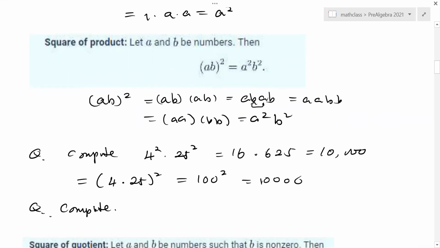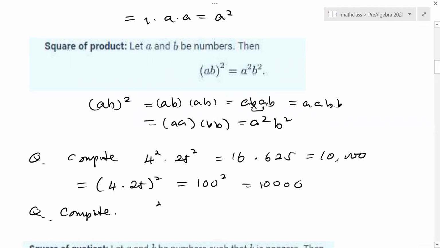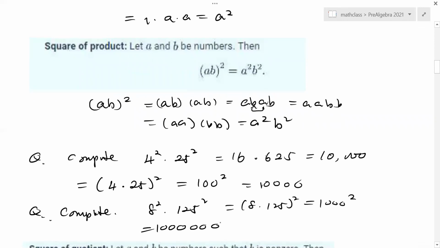Let's try a different one. We have 8 squared times 125 squared. This time, when you see this, you should realize that 8 times 125 is always going to be 1000. That's also a special one. 1000 squared, and the answer is we have 6 zeros after the 1. So that formula is useful, and you should keep it in mind and use it as needed.